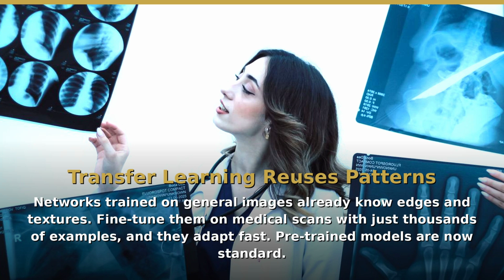Regularization techniques, like dropout, which randomly disables neurons during training, force networks to learn robust features that don't depend on any single pathway. Early stopping, where you halt training before overfitting kicks in, is another common strategy. These methods ensure networks generalize rather than memorize.